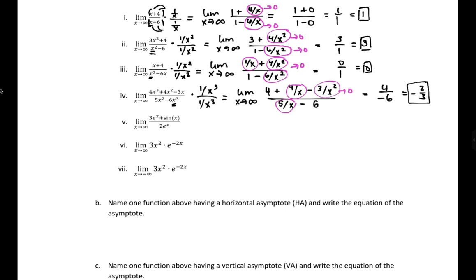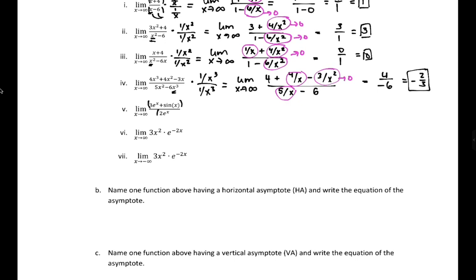Now, number 5 is a little different because I have sine on top, so it's not truly an algebraic function. So we can review the other ways to do this. I'm going to use my TI-84 calculator and go to Y equals, on the top left gray button, and enter this equation: parenthesis 3e to the x plus sine x, parenthesis, divided by parenthesis 2e to the x, parenthesis. It's important to tell the calculator that this entire thing is the numerator and this entire thing is the denominator.